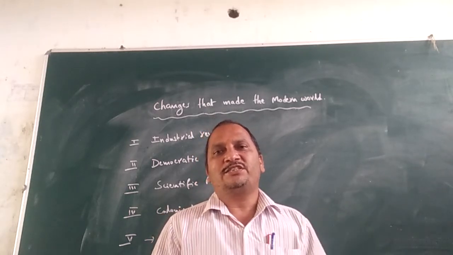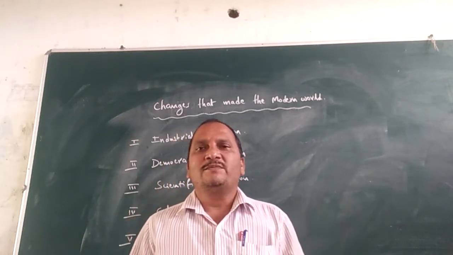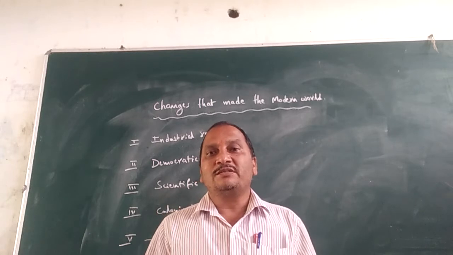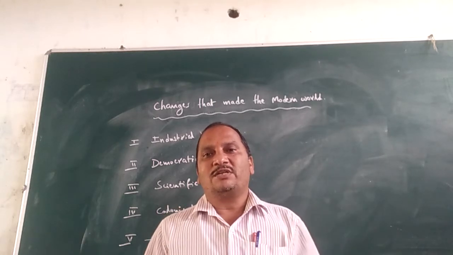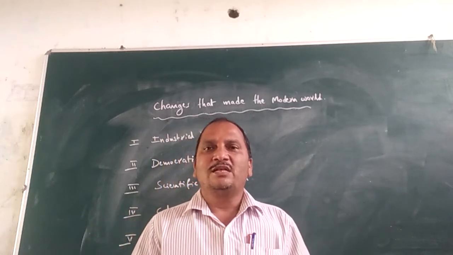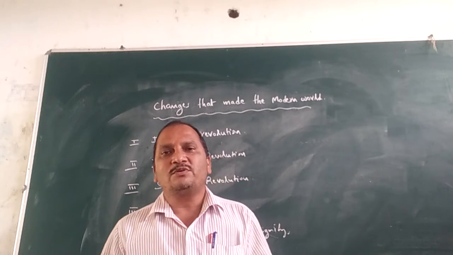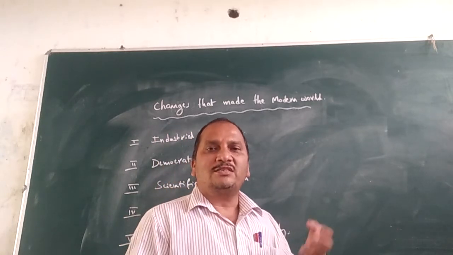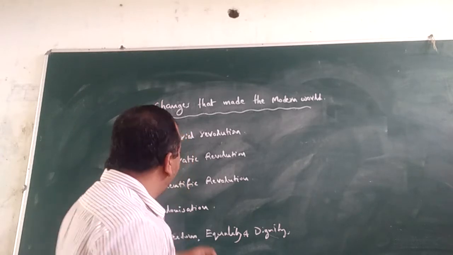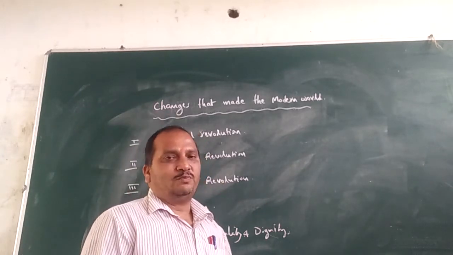Another thing is that earlier, our regions were ruled by kings and emperors in a dictatorial way. But that ruling was also changed. People established democratic governments. Democratic government means the elected people rule the country. They are responsible and answerable to the people. So the democratic revolution took place, the industrial revolution took place, the scientific revolution took place.